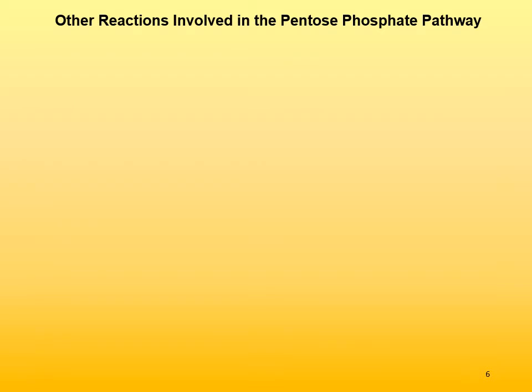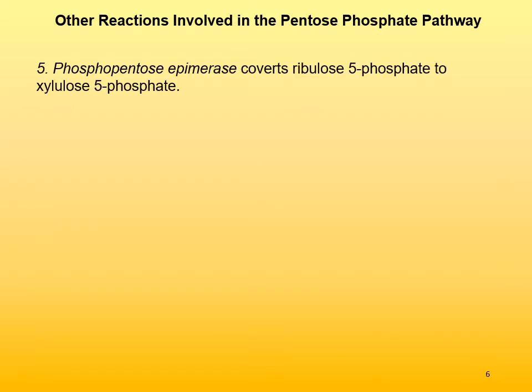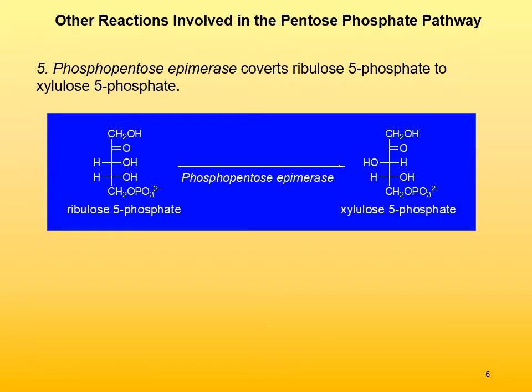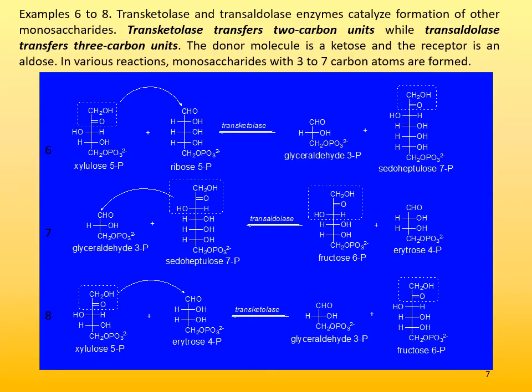There are other reactions that are involved in the pentose phosphate pathway. One of them is conversion of ribulose 5-phosphate into xylulose 5-phosphate. That reaction is catalyzed by a phosphopentose epimerase. So carbon 3 is epimerized. Remaining reactions, here are some examples, involve the enzymes transketolase and transaldolase. Those enzymes catalyze formation of other monosaccharides. Transketolase transfers 2 carbon units and transaldolase 3 carbon units.